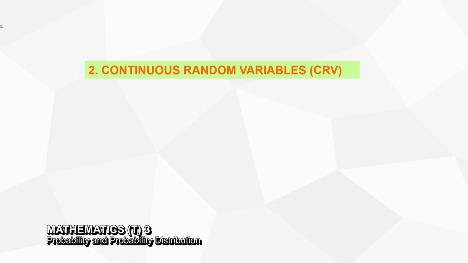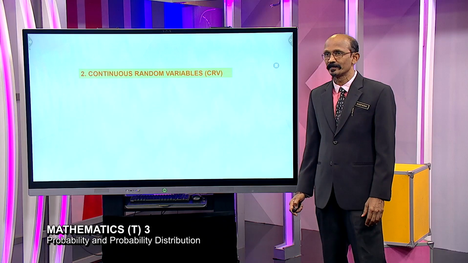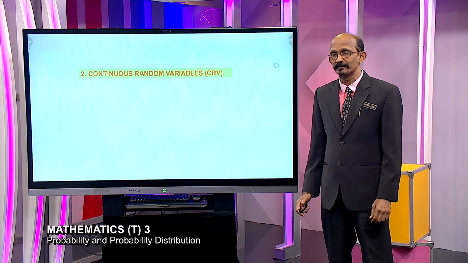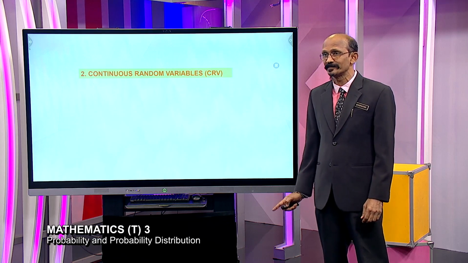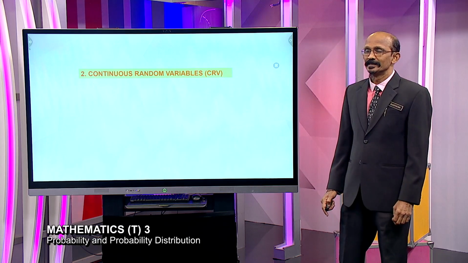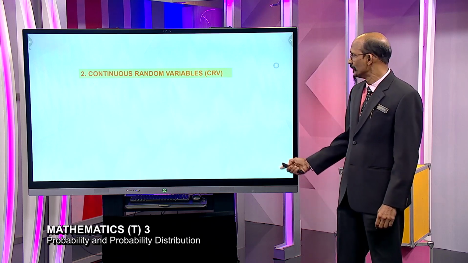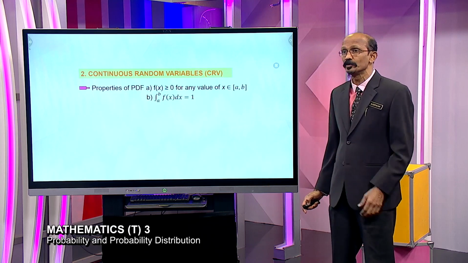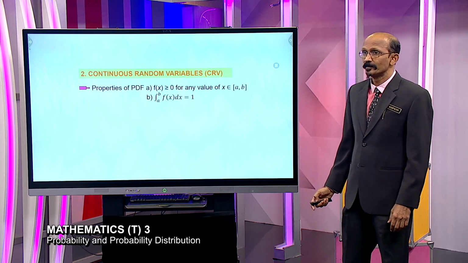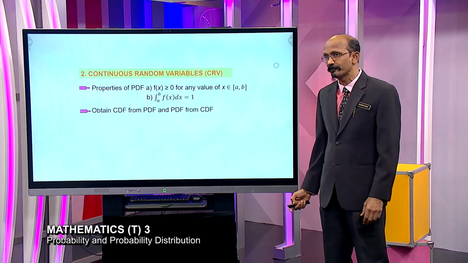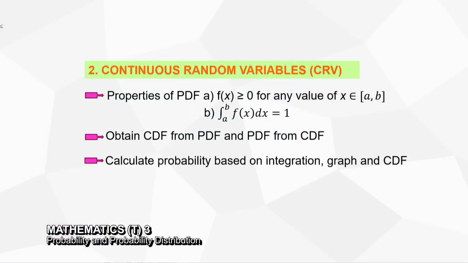The next part of the chapter is continuous random variable, CRV. For this, Sean, if your integration, which you studied in second sem, is very poor, then you cannot answer questions in this part. Okay. This is basically involving integration. Okay, calculus, what you studied in sem 2. So for this one, first of all, you need to know the 2 properties of CRV. And then you should be able to obtain CDF from PDF and PDF from CDF, and then calculate probability based on integration of PDF.